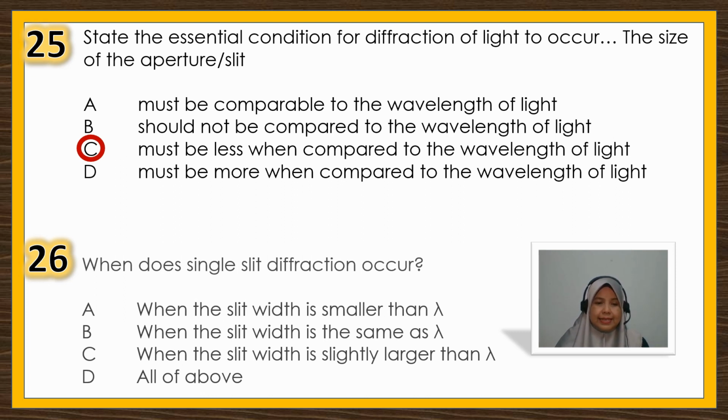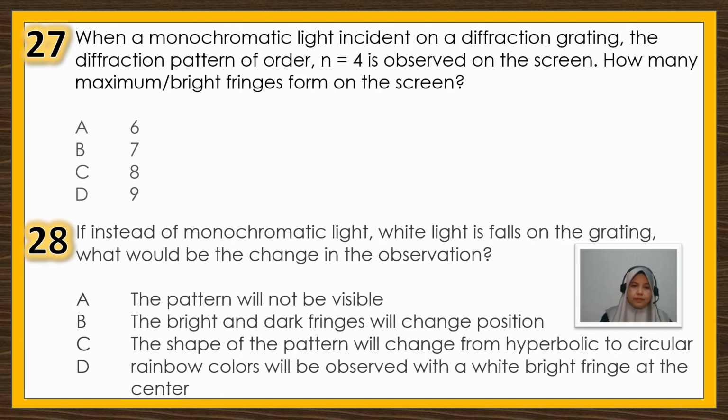Question number 26. When does single slit diffraction occur? Single slit diffraction occurs when the slit width is smaller than the wavelength. For question number 27, when a monochromatic light is incident on the diffraction grating, the diffraction pattern of order n equal to 4 is observed on the screen. How many maximum or bright fringes form on the screen? So the answer is 9.